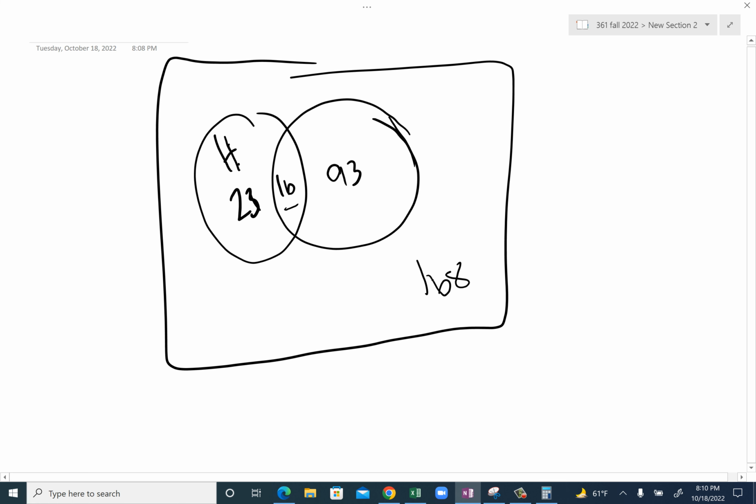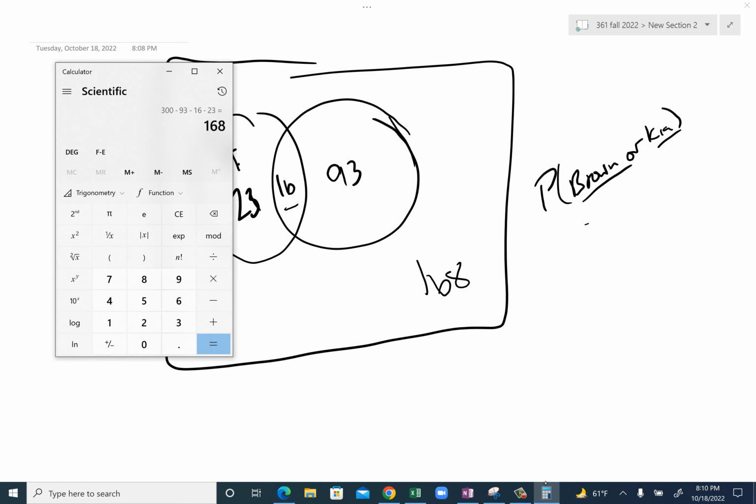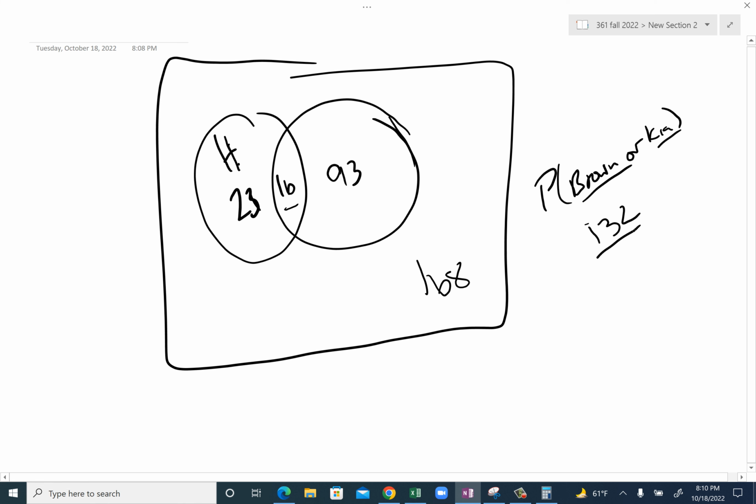So if I asked you, hey, what's the probability the person has brown hair or Kia? By the way, are these mutually exclusive? The answer is no, they're not. So I would take 23 plus 16 plus 93, that's 132 out of 300 total people. Notice that I didn't count the 16 twice.